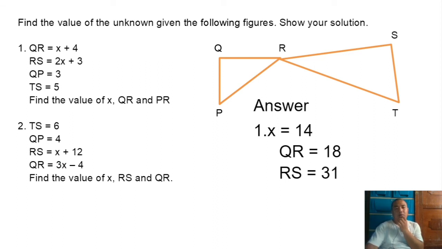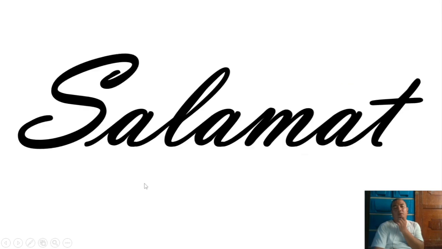Next. In number 2, if TS is 6, QP is 4, QR is x plus 12, RS is 3x minus 4. So same procedure, just what you did in number 1. What is the value of x? 5.1. So if x is 5.1, what is RS? 5.1 plus 12, 17.1. And if x is 5.1, what is QR? 3 times 5.1 minus 4.